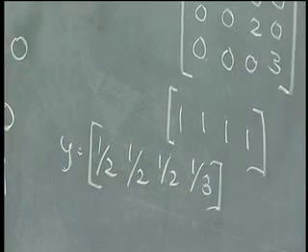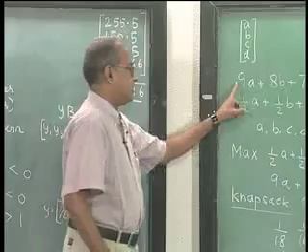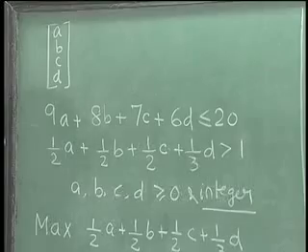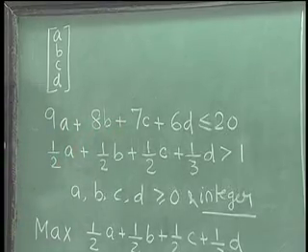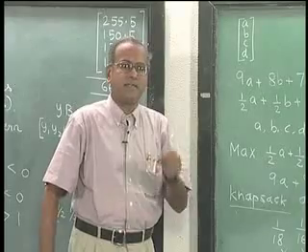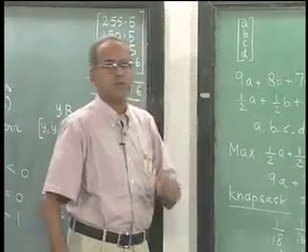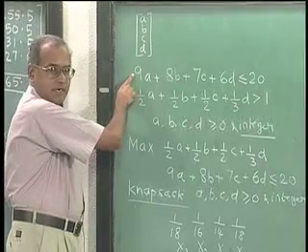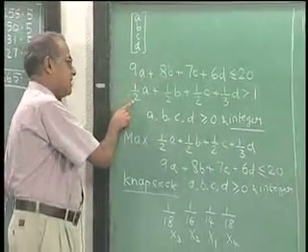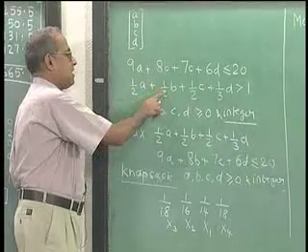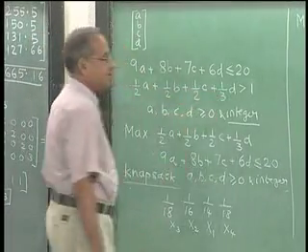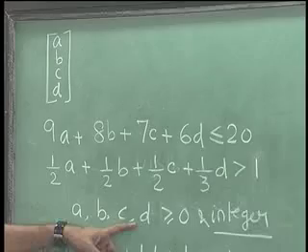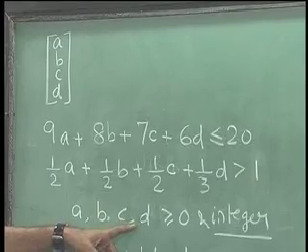Now, any feasible pattern should satisfy the condition 9a plus 8b plus 7c plus 6d less than or equal to 20, where a, b, c and d are the number of 9 inch, 8 inch, 7 inch and 6 inch that are cut out of a given 20 inch sheet. So, this constraint has to be satisfied by every feasible pattern, and if a feasible pattern satisfies half a plus half b plus half c plus 1 by 3 d greater than 1, and a, b, c, d greater than or equal to 0 and integer, then such a pattern can enter the basis.